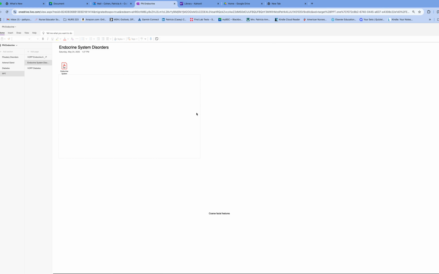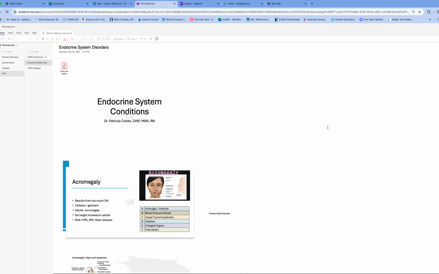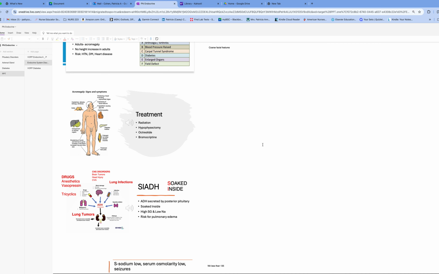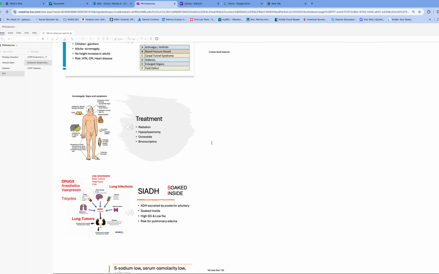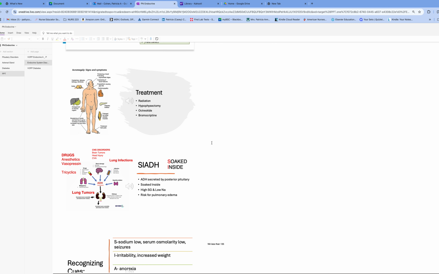Now we're going to go to the actual disorders themselves. So acromegaly, we talked about, was a problem with too much growth hormone. They're going to have coarse facial features. They'll have that lower jaw that sticks out, caveman forehead. They have no height increase. We talked about that. They're going to get hypertension, carpal tunnel syndrome, diabetes, because all their organs are enlarged. The treatment could be radiation treatment to the brain, hypophyseectomy, octreotide, or bromocriptine.